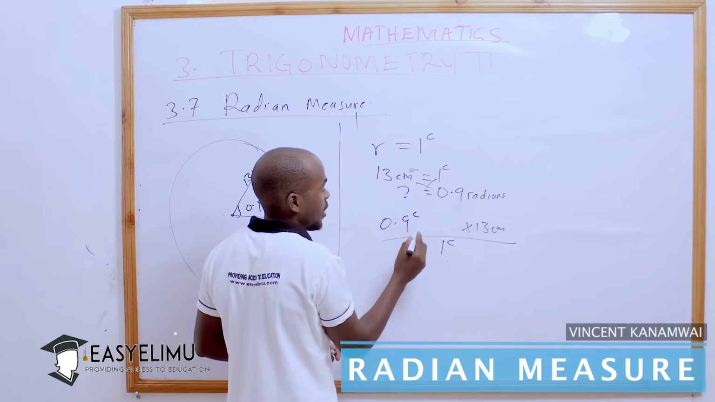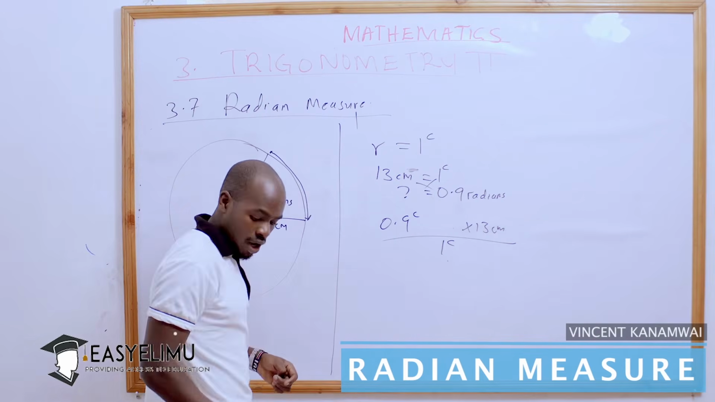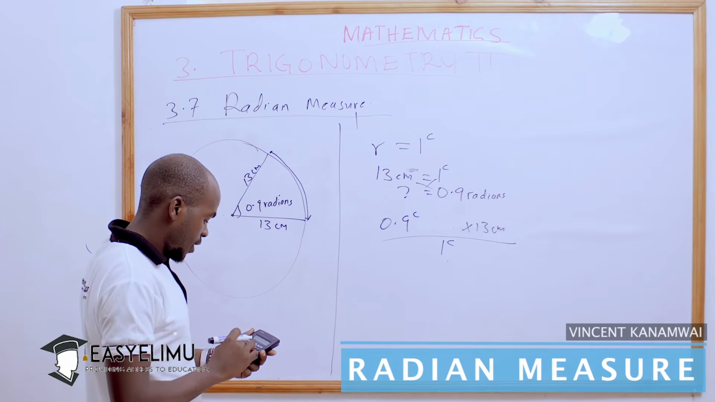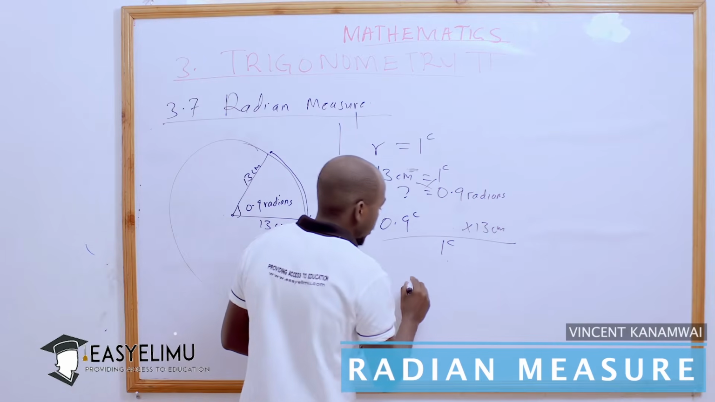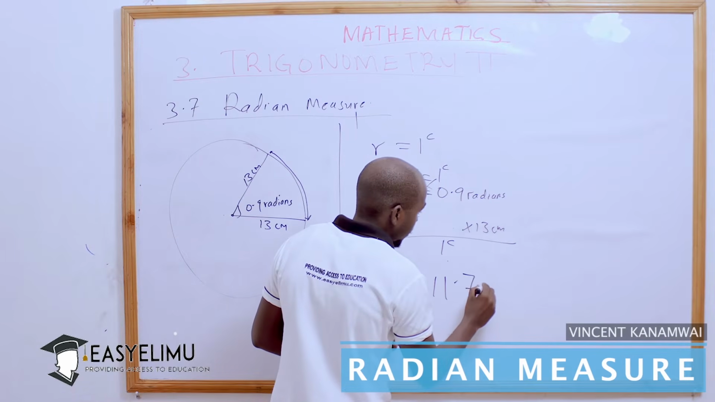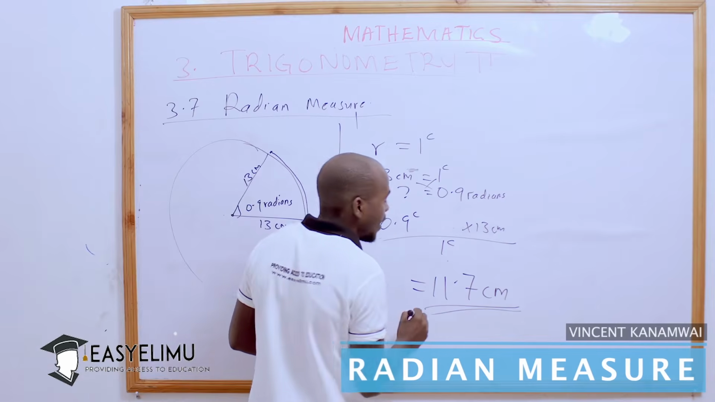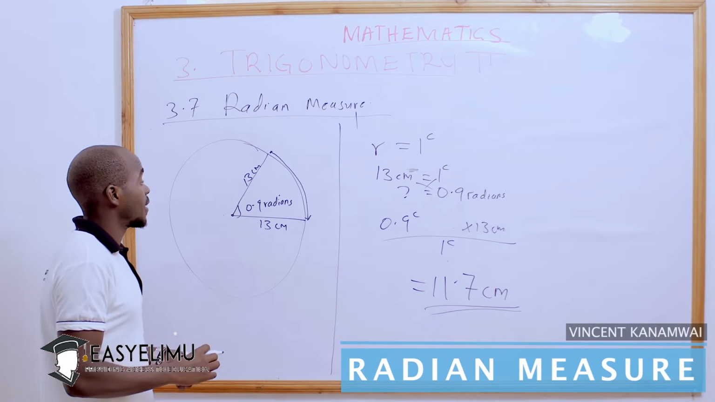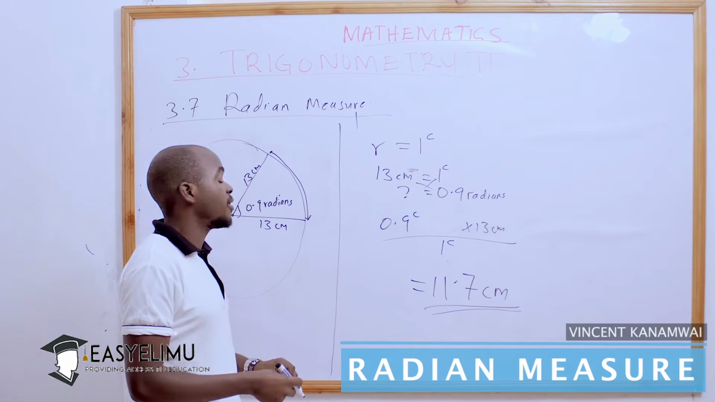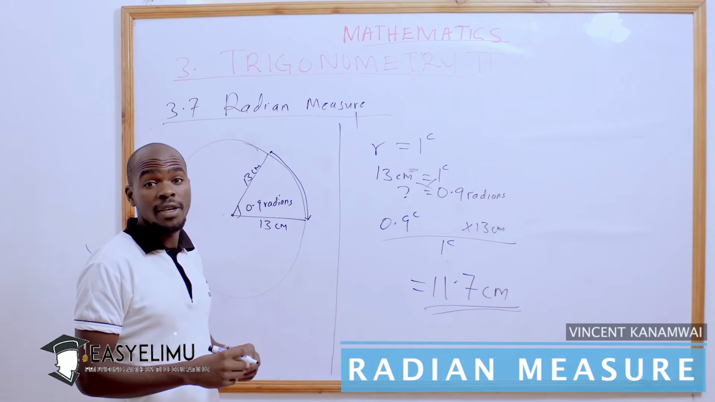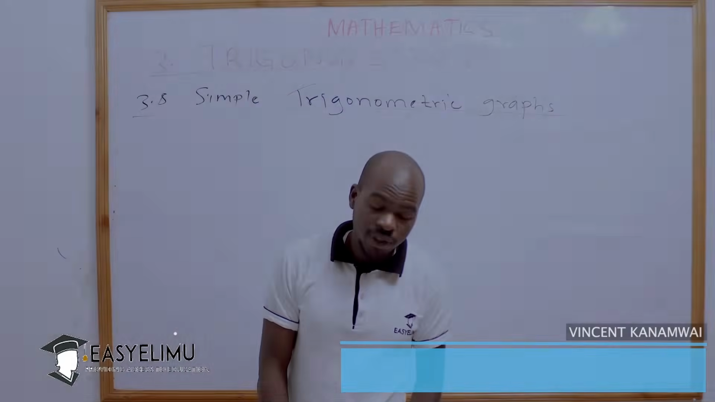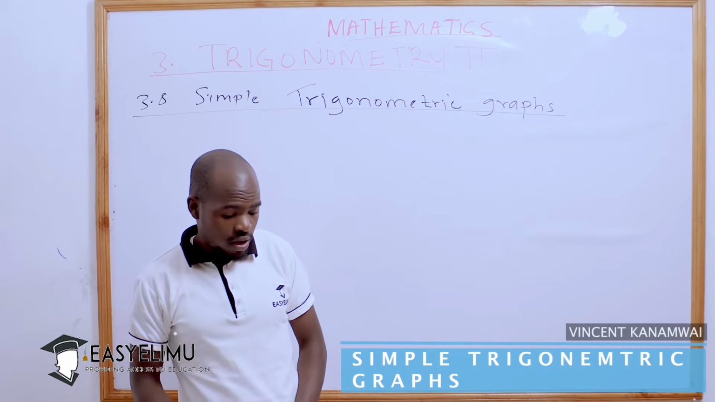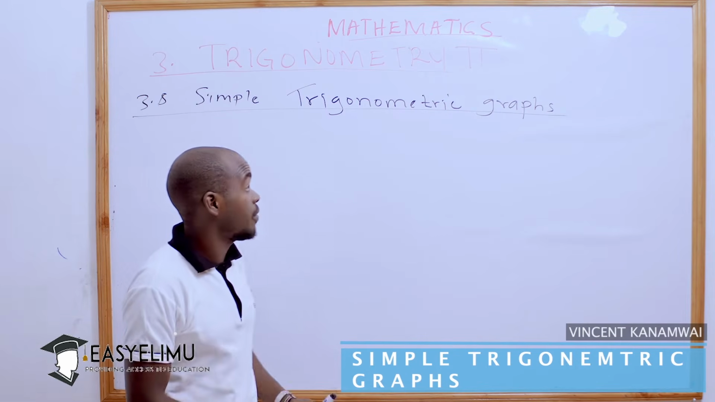writing 0.9 radian, and you will have your answer 13 multiplied by 0.9, and you are going to get 11.7 centimeters. So the arc length subtended at the center of the circle by an angle of 0.9 radian is 11.7 centimeters. We are going to see some simple trigonometric graphs of this kind of functions.